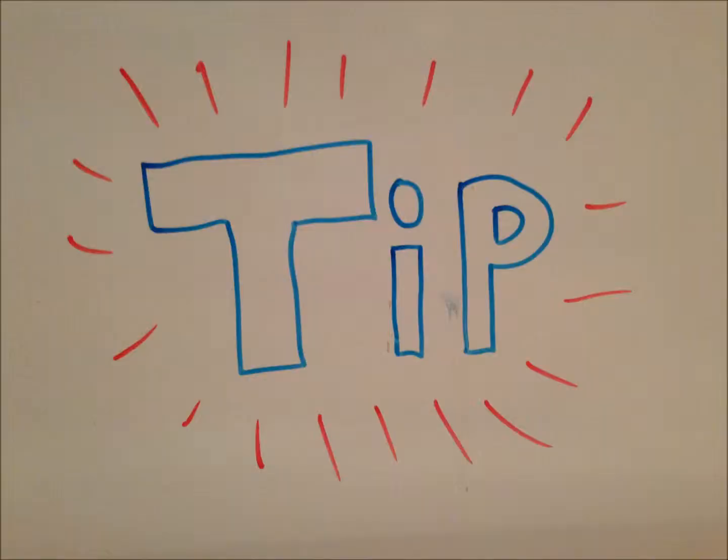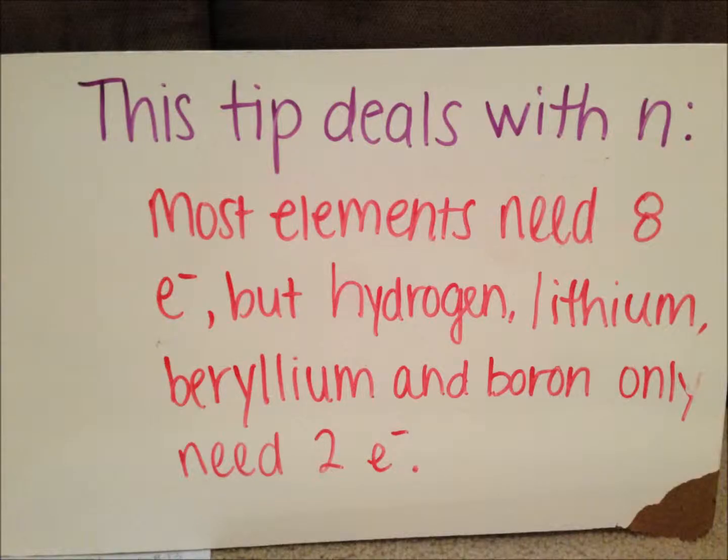The tip I have for you deals with the letter N. The tip is that most elements need 8 electrons, but hydrogen, lithium, beryllium, and boron only need 2 electrons. Keep this stored away because it'll help you out.